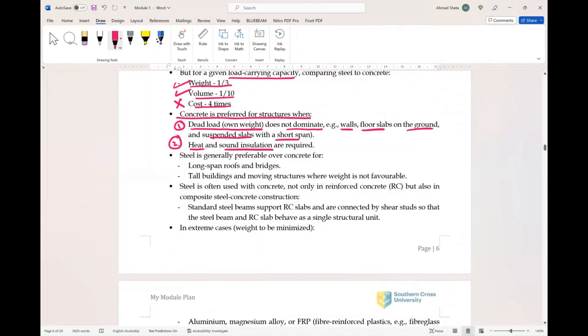Steel is generally preferable over concrete for longer spans, roofs or bridges. Second is tall buildings and moving structures where weight is not favorable. Also, steel is often used with concrete, not only in reinforced concrete RC structures, but also in composite steel concrete construction.